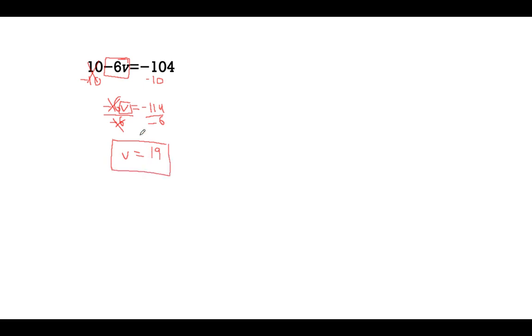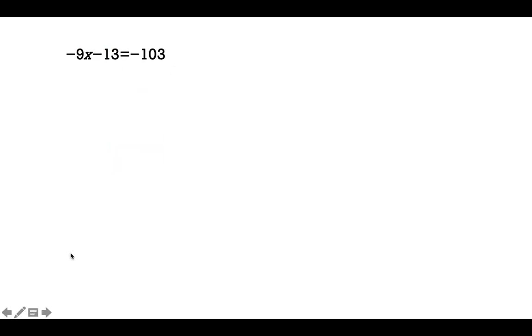Okay, and what that tells you is what you can plug in for v so that this statement is true. Because negative 6 times 19 is negative 114. Then you have 10 minus that, so 10 minus 114 is negative 104, which is true. Negative 104 equals negative 104. So there you go. Let's do another one very similar to that.